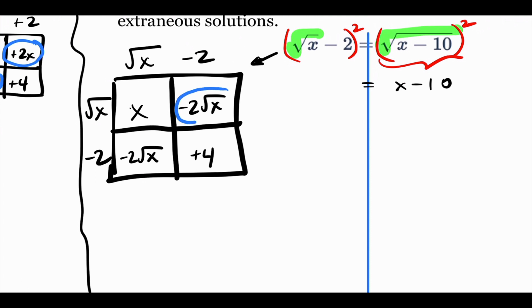Okay. Then these two guys are like terms. So how do I combine those two? When I combine those two, what is it going to be? There you go. -4 in the front, square root x stays the same, right? So I have an x, I have a -4 square root x, and I have a +4.